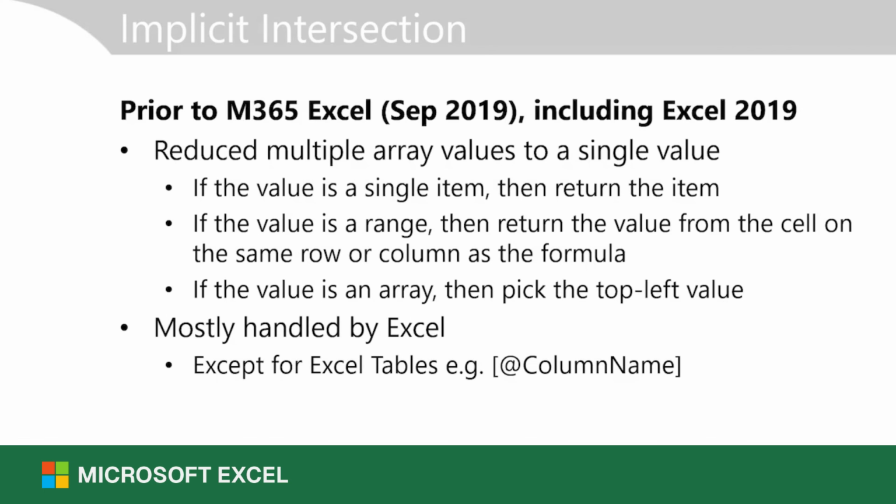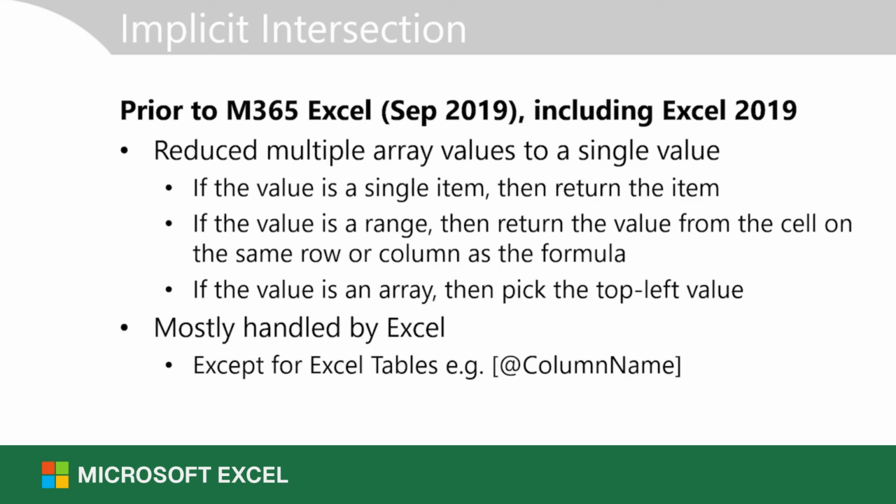Implicit intersection is another important concept for data analysts working with Excel. For all Excel products prior to the dynamic array-enabled versions, this behavior was used by Excel to reduce multiple array values to a single value using the following logic. If the value is a single item, then return the item. If the value is a range, then return the value from the cell on the same row or column as the formula. If the value is an array, then pick the top left value.